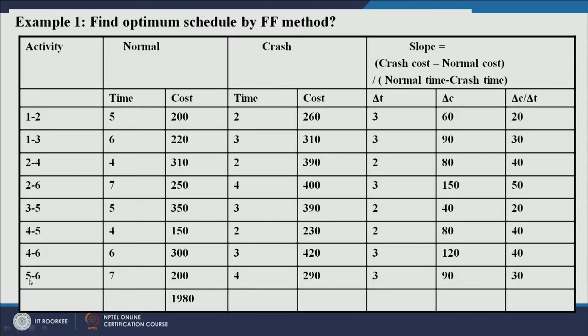Similarly for activity 5, 6, you have been given normal time, normal cost, crash time, crash cost, and this is delta c by delta t. In other words, this is the slope, right? So the total direct cost of this project is 1980, right? We have been given indirect cost also in this question. So let us start solving this question, but before we do, let us revise some of the concepts of floats.